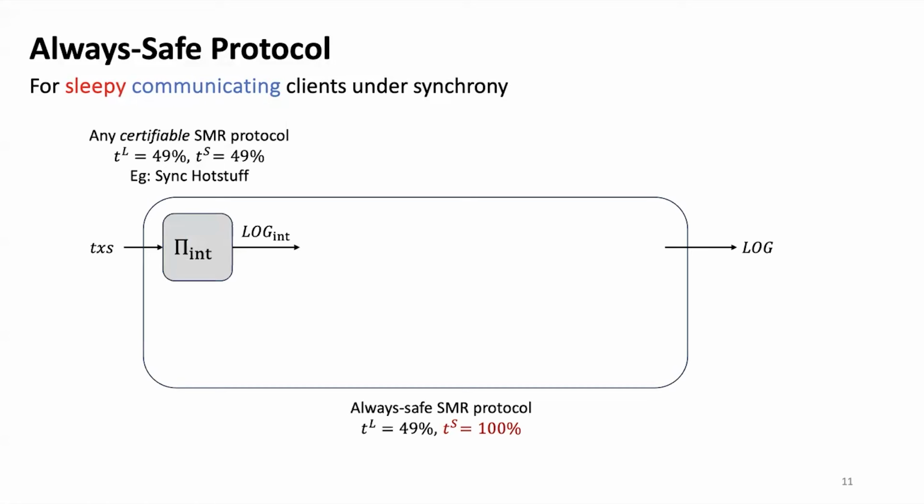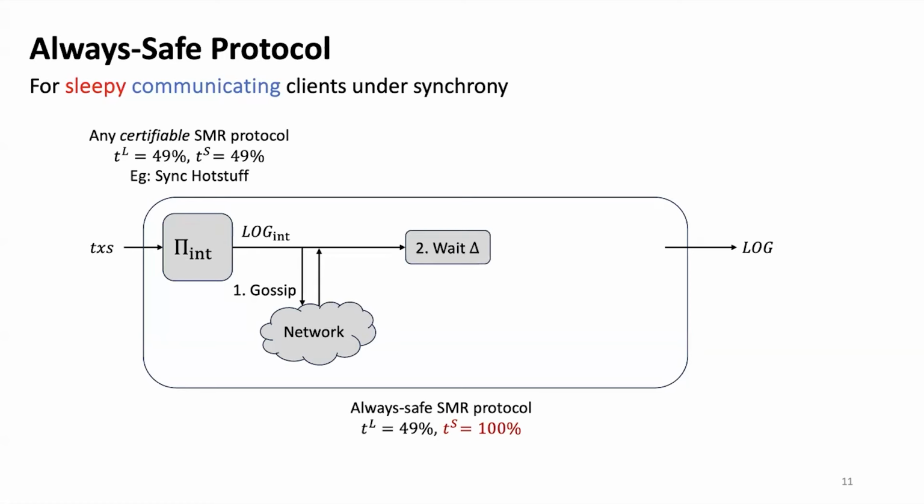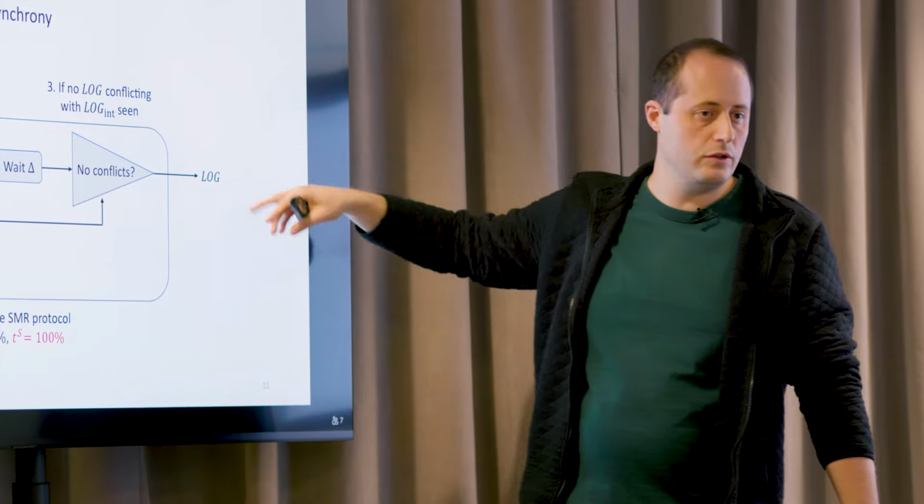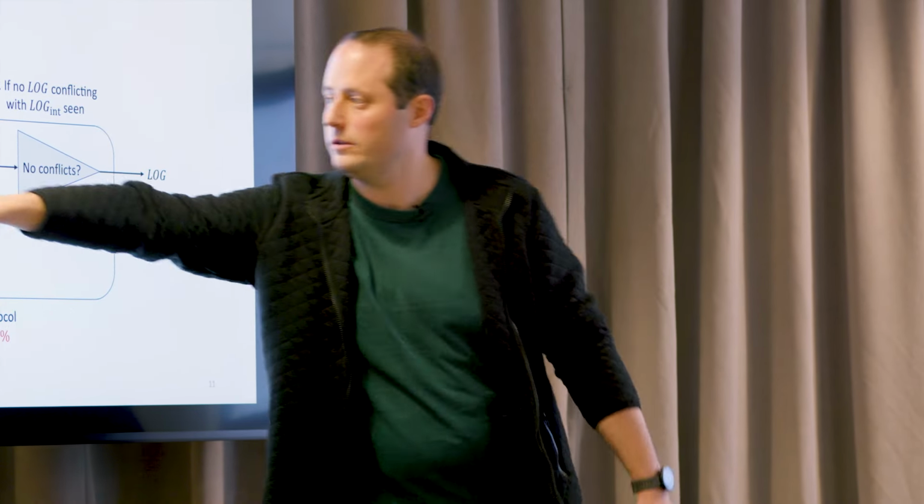Here's how we're going to do it. We start from any certifiable SMR protocol, say think HotStuff, any certifiable SMR protocol that works in this 49% setting. We're going to give the protocol a shot at ordering transactions, and we're going to output the confirmed logs together with these certificates of confirmation. We're going to gossip them. Then we're going to wait some time, the time that it takes for messages to propagate. And if we haven't heard any conflicting confirmations from that first protocol in the meantime, then we're going to assume that it's now safe to go forward and output the log that we just got from this protocol.